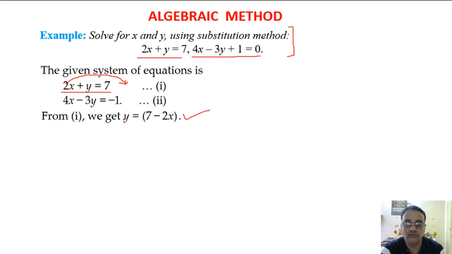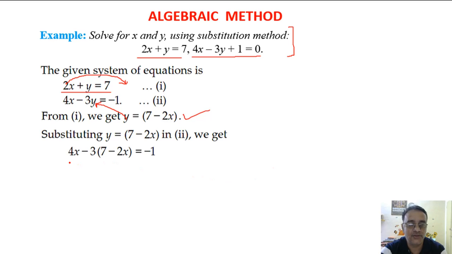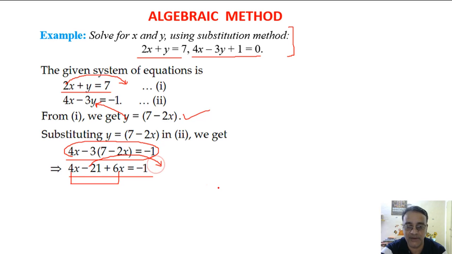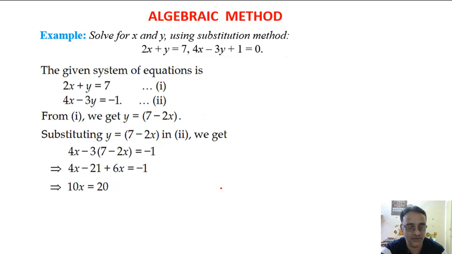Step number 2, this value we will substitute in another equation, that is equation number 2, okay. So अब ये लीनियर फॉर्म में आ गया, लीनियर इक्वेशन इन वन वेरिएबल that is x. Now we have to solve this too. So 4 plus 6x is 10x minus 21, we have to shift here plus 21. So we'll get 10x is equal to 20. So what is the value of x? 2. Right, 2. x is equal to 2.